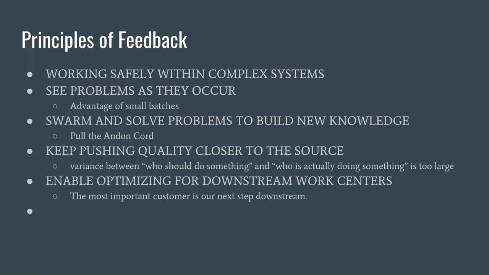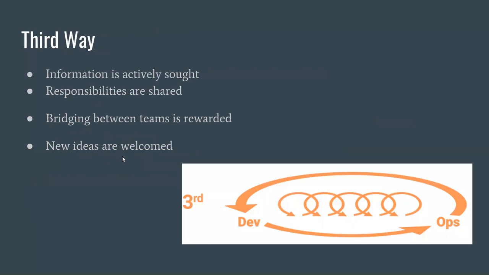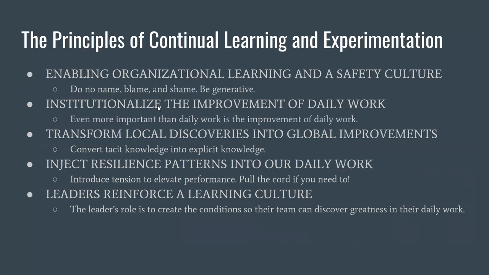Eventually, what we want to do is enable those optimizing downstream work centers. You want to really take care of the person that you're handing off your bit of code to. If you give them a problem, they're not going to instantly recognize it. The most important person that you need to think about is the next person downstream that is going to be implementing your code. So the third way is we want to actively seek that information, share our responsibilities, bridge between those teams and reward that, and welcome any new ideas that are put forth.